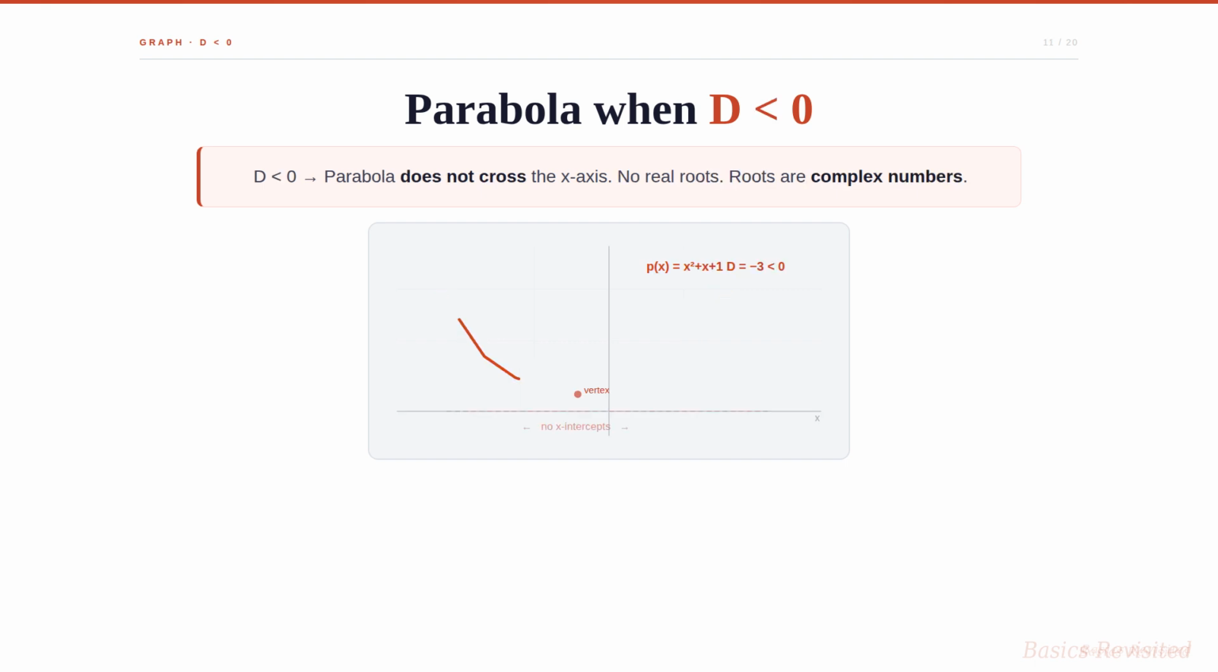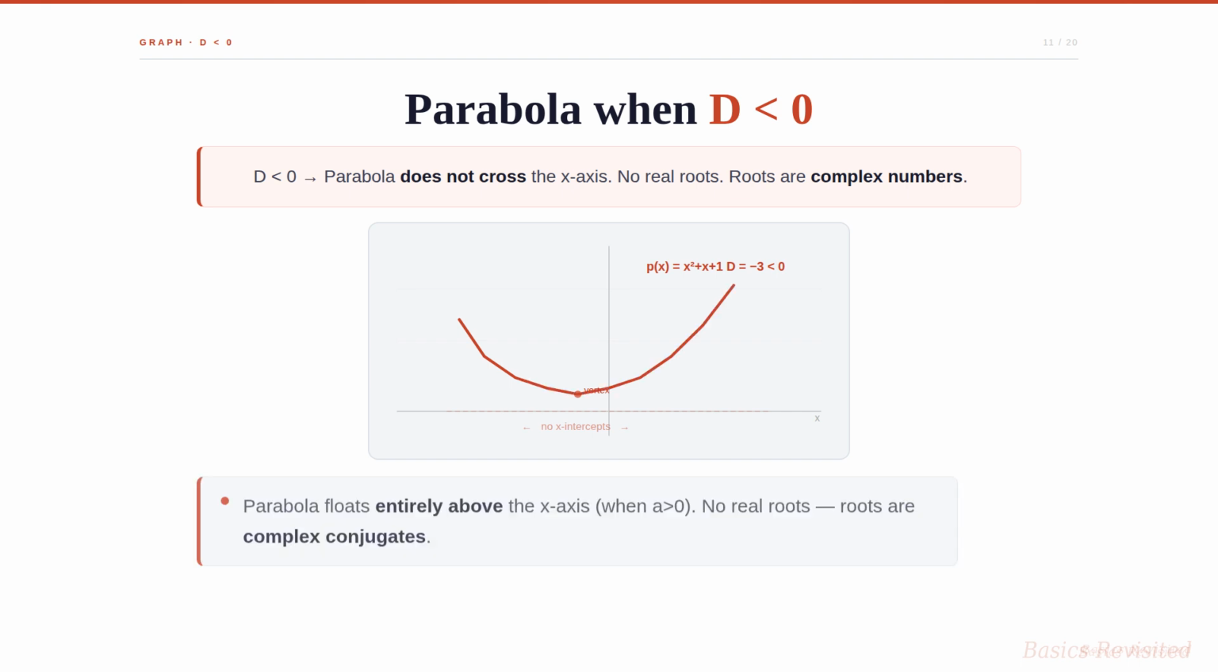When D is less than 0, the parabola floats entirely above the x-axis and never touches it at all. For p of x equals x squared plus x plus 1, D equals minus 3, which is negative. There are no real roots. Roots are complex conjugate numbers.